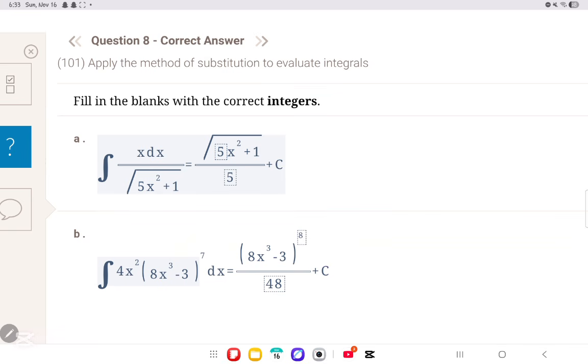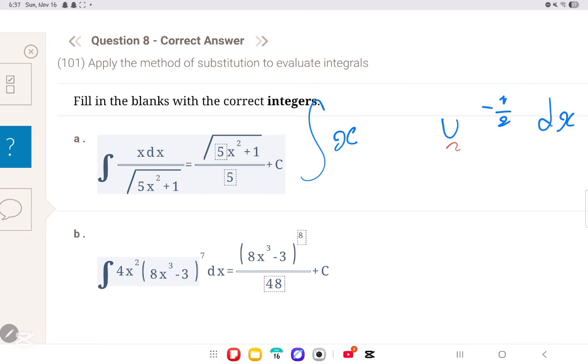Again, this is about doing integration. So we need to do the integration of x dx over radical 5x squared plus 1, right? So x over radical 5x squared plus 1. So this becomes (5x squared plus 1) to the power of half. If you move it up, it will become (5x squared plus 1) to the power of minus half. So I can change this into u to the power of minus half dx, right? And then I need to do the integration.